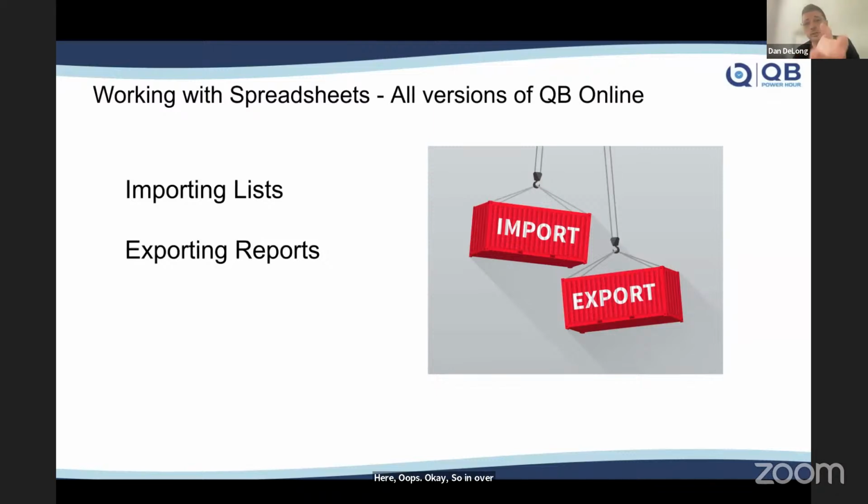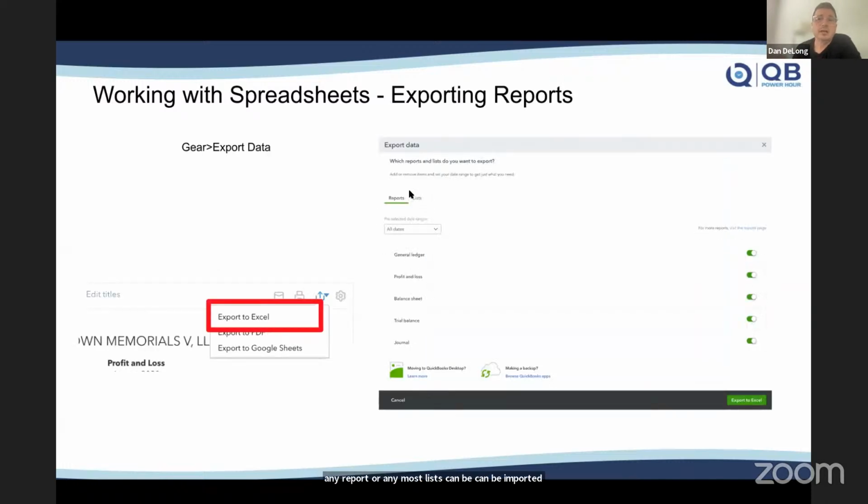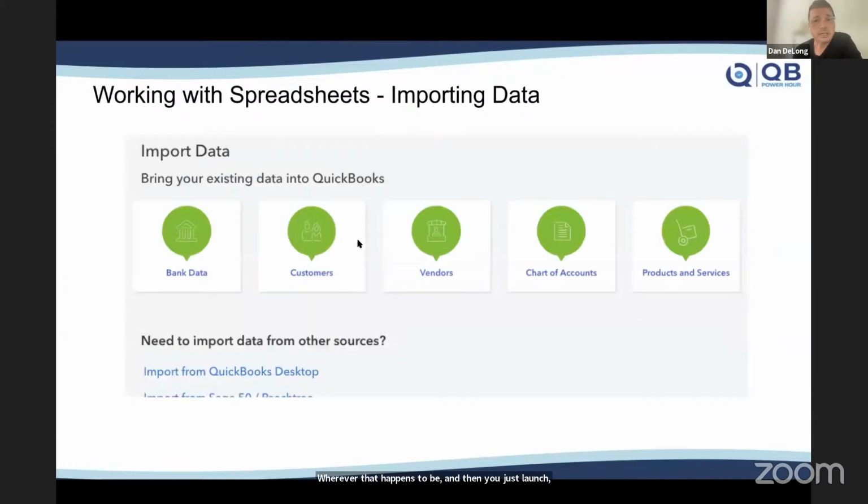So, working with spreadsheets in all versions of QuickBooks, you can import lists and export reports. Any report, and most lists, can be imported natively. For exporting, going to the gear icon inside QBO and choosing export data will take you to the screen where you can see the reports or lists and export them into an Excel format, which will just launch into Excel. On any report, you'll have that little up arrow icon at the top, which gives you a drop-down to export to Excel. QuickBooks Online will automatically save the Excel spreadsheet in the default download location, and then you just launch the spreadsheet and work from there.